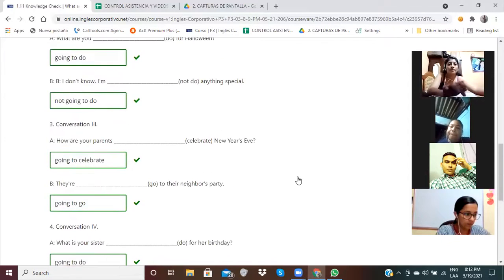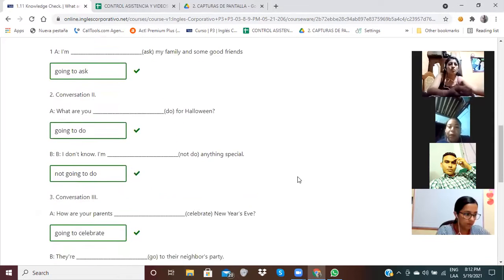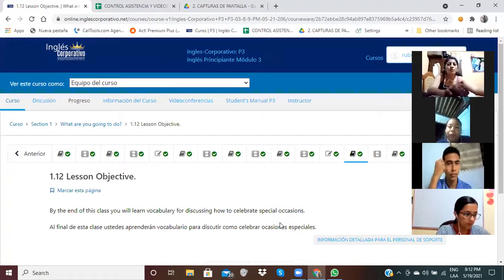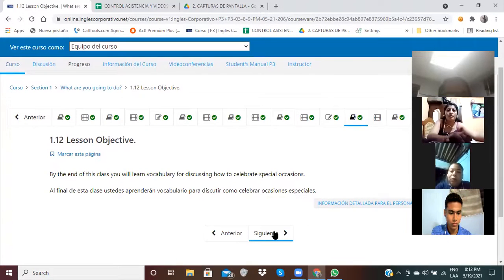Okay, good job, ladies and gentlemen. Does anybody have any questions related to this activity? No questions. Awesome. Now, what I would like for us to do is look at section 1.12, lesson objective. By the end of this class, you will learn vocabulary for discussing how to create special occasions. Al final de esta clase, ustedes aprenderán vocabulario para discutir cómo celebrar ocasiones especiales.